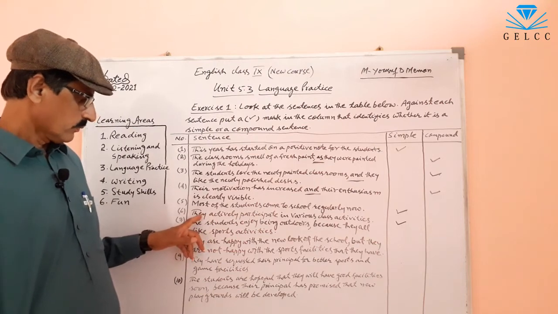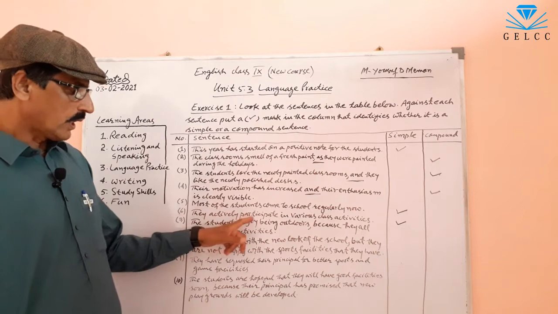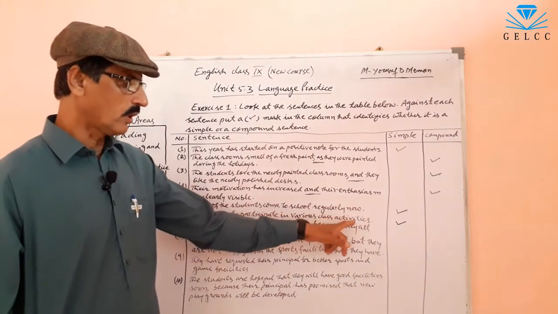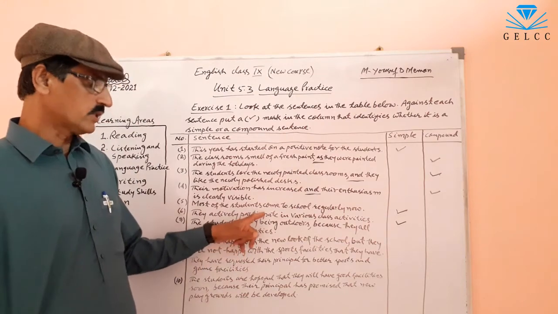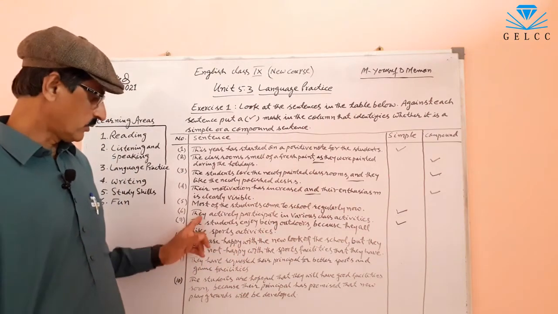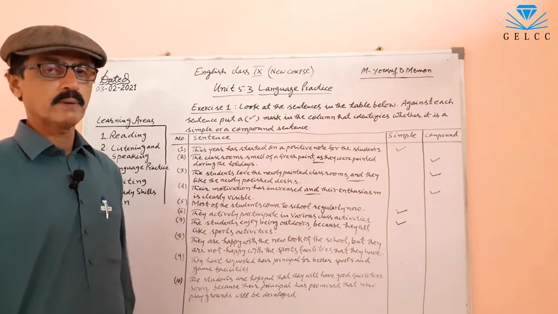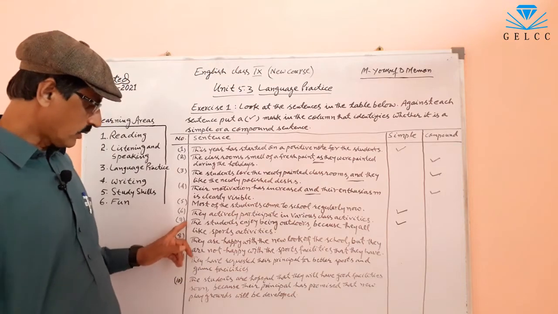They is the subject. Actively participate in various class activities is the predicate. Participate is a verb and the related words make the predicate. They is a subject, one predicate. It is a simple sentence.